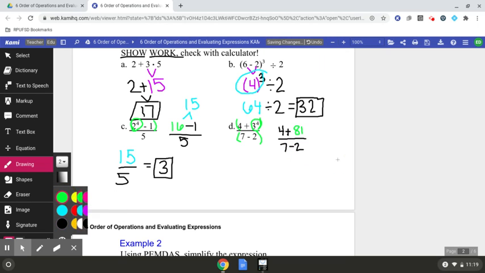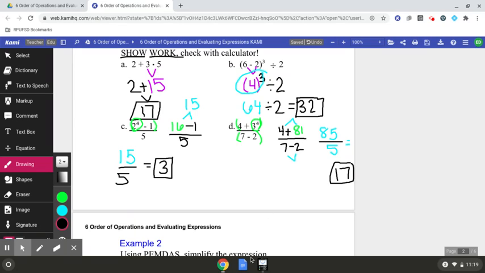And now when you're looking, we still have multiple things to do. So now we're going to do the addition on the top. So 4 plus 81 would be 85. Divided by, and we can simplify the bottom now. So let's do 7 minus 2 to get 5. And now when we put this in our calculator to get the final answer, we would get an answer of 17.